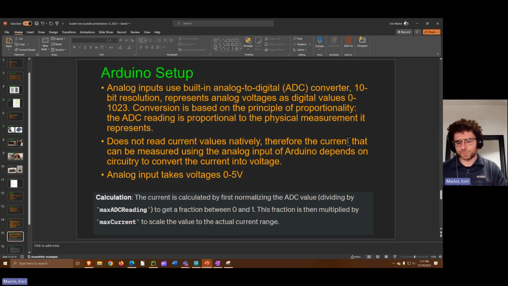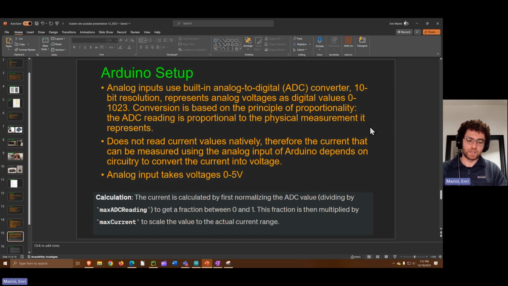So to explain how the Arduino works, it has analog inputs. They utilize a built-in analog to digital converter. It has what's called a 10-bit resolution, where basically it represents an analog voltage as a digital value between 0 to 1023. It converts this based on the principle of proportionality, meaning the ADC reading is proportional to the physical measurement, meaning it can't read current values natively.